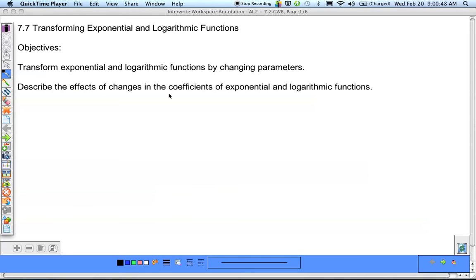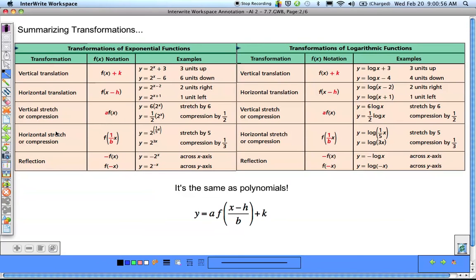Today we're going to take a look at 7.7, transforming exponential and logarithmic functions. The nice thing about this section is that it's really the exact same thing as what we did last chapter when we worked with polynomials. We're going to use the exact same formula to do transformations of logarithmic and exponential functions as what we did with polynomials, this formula down here.